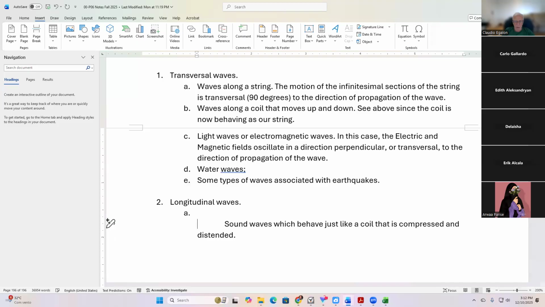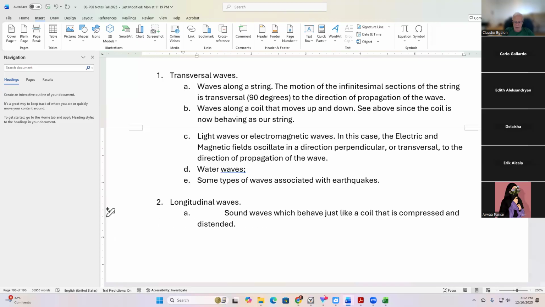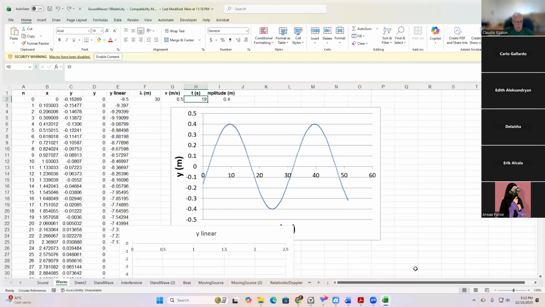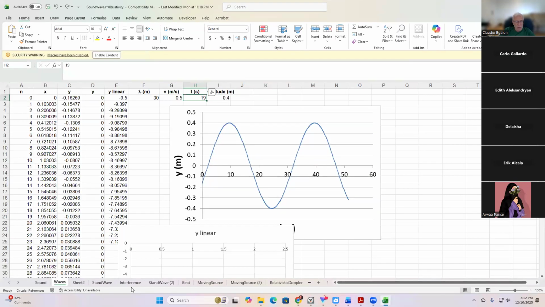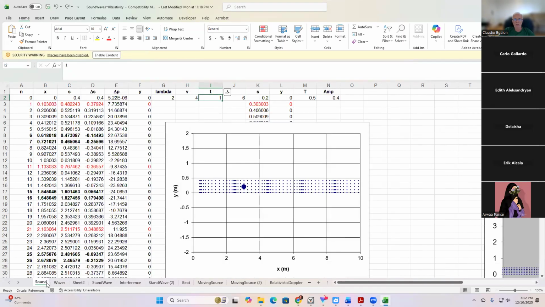Sound waves are longitudinal waves, and I have a nice simulation that I prepared of a sound wave. What do you have here? All those points that you see in my graph represent air molecules: oxygen, nitrogen, that's what they represent.